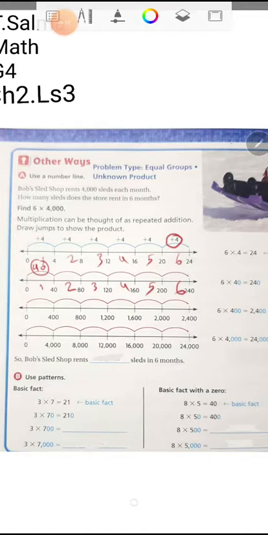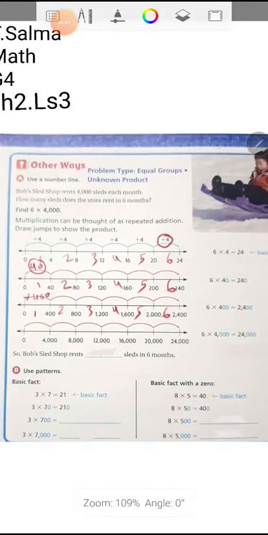Here I have a hundreds digit, so I will jump on the number line between hundreds numbers. Each jump right here will be 400, not 40, and I will repeat it 6 times also. So if you multiply 6 by 400, you multiply 6 by 4 and put 2 zeros next to the answer, so the answer will be 2400.